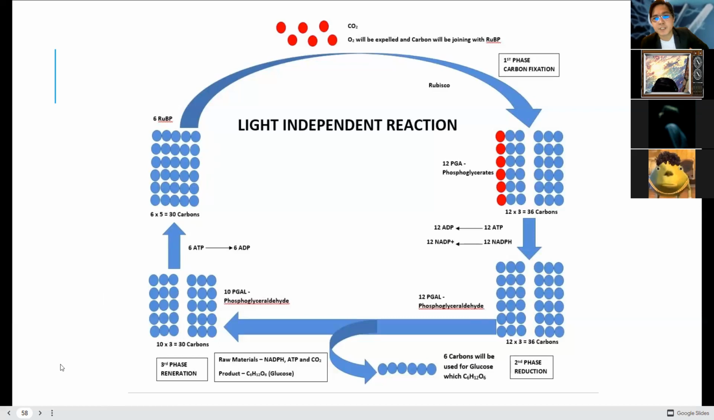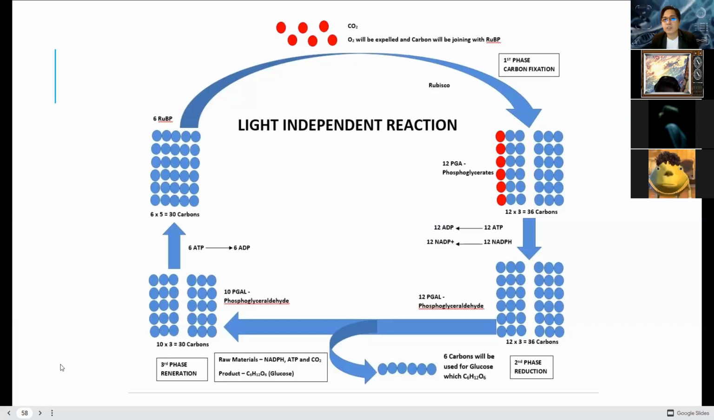Again, the first phase is carbon fixation. We fix carbon from the carbon dioxide, and we need to join it with your RUBP to create a 6 carbon molecule. That's the first phase, carbon fixation. The second phase is reduction. Of your 12 PGALs, we use 2 PGALs in the process to create sugar or glucose. That's the reduction phase. And the third phase is the regeneration phase, or the rearrangement of carbon molecules into RUBP.